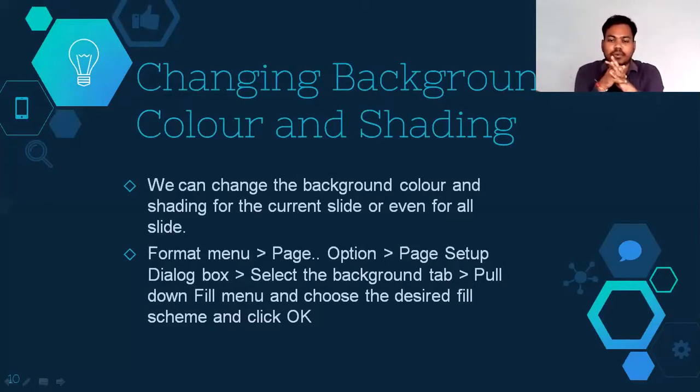Now next topic is changing background color and shading. This is very important, changing background color and shading. So we can change the background color and shading for the current slide or even for all slides, right? How we will change? First, you have to click on format menu as we did earlier. Then go to page option, then page setup dialog box will open. Select the background tab and pull down fill menu and choose the desired fill scheme.